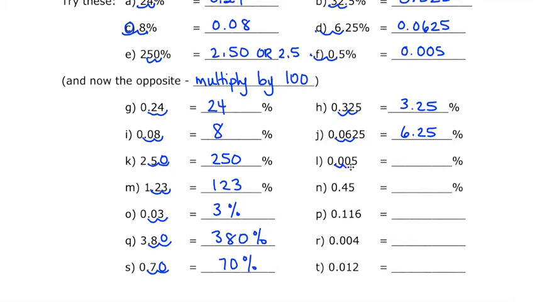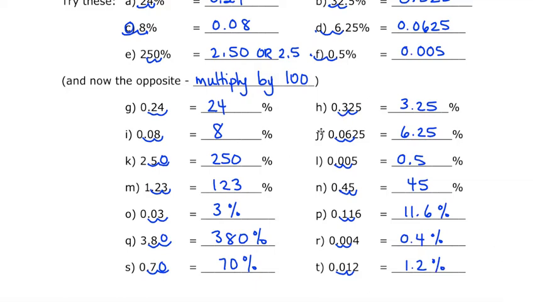0.005, bring that over 2 spots. So this is where we need to keep that 0 in front, so 0.5%. 0.45 becomes 45%. 0.116 becomes 11.6%. So don't forget that percent symbol if it's not there. 0.004 becomes 0.4%. And lastly, 0.012. Find that decimal place, move it 2 spots to the right. It becomes 1.2%.